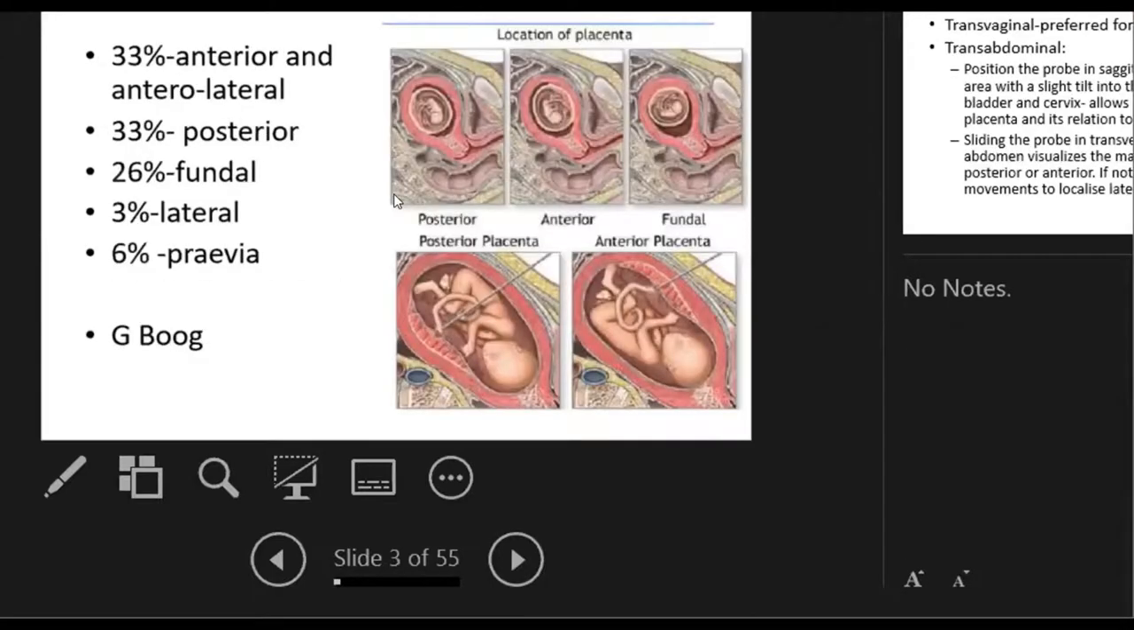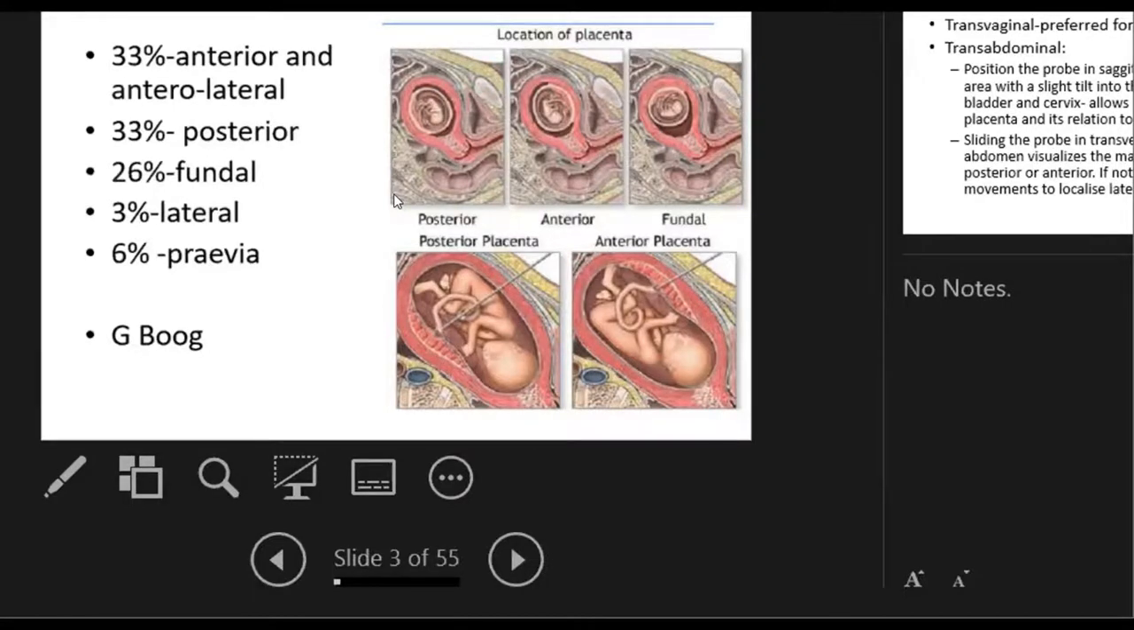So when we'll be scanning, we have to know the different places where we can locate the placenta. I've already mentioned that the placenta can be in the anterior segment. About 33% of placentae are located in the anterior segment of the uterus, and some of them can be anterolateral. It can be wholly in the anterior segment, or it can be encroaching into the lateral segment. That's in about 33% of the cases.